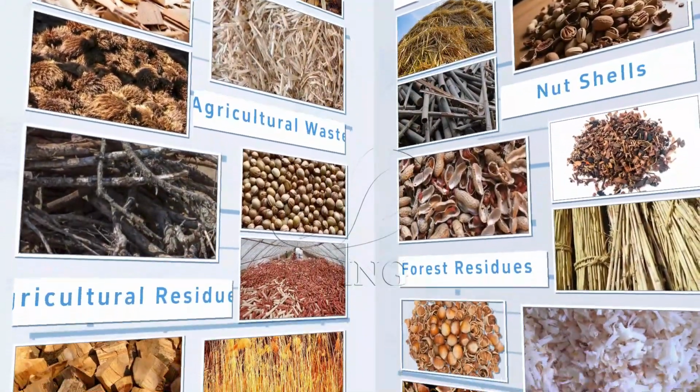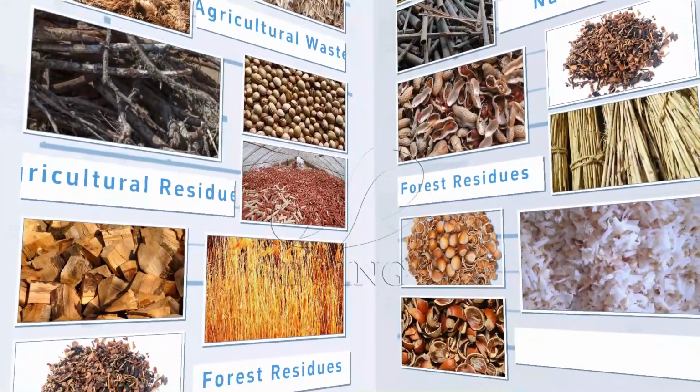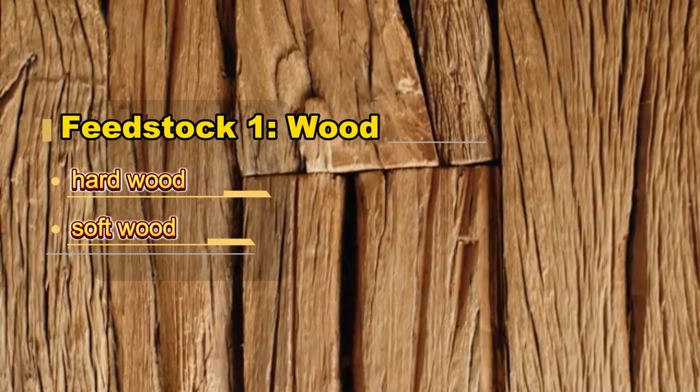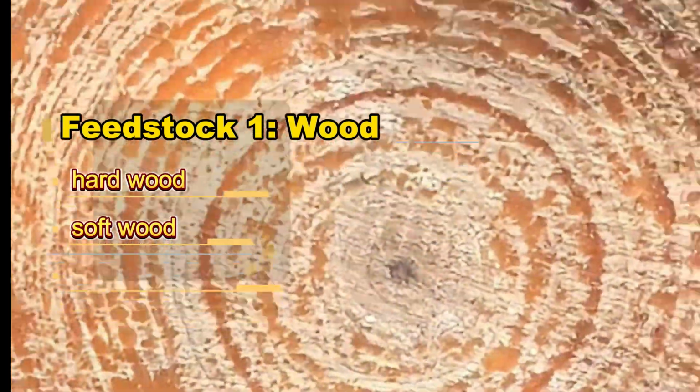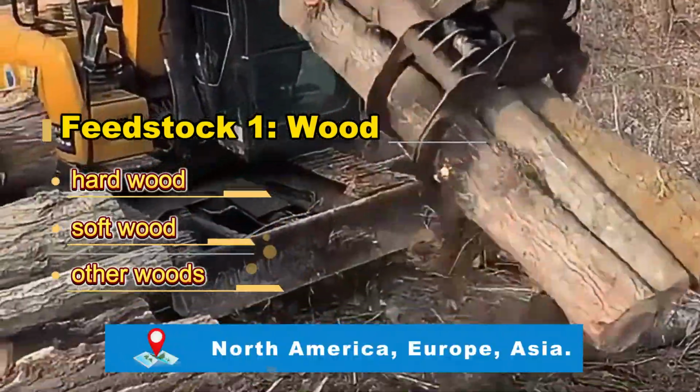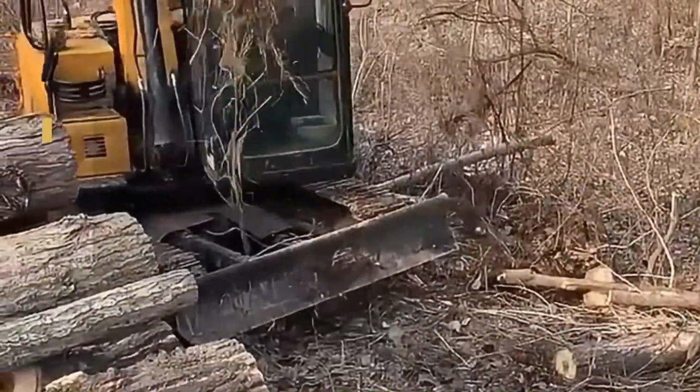Let's start with some common biomass feedstocks for charcoal making. Wood is the most popular and widely used feedstock. Hardwoods like oak, hickory, and maple are preferred for their density, but softwoods like pine and spruce work too. These trees are abundant in regions like North America, Europe, and parts of Asia.